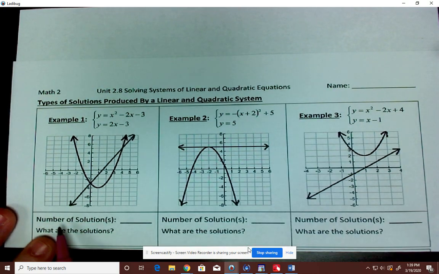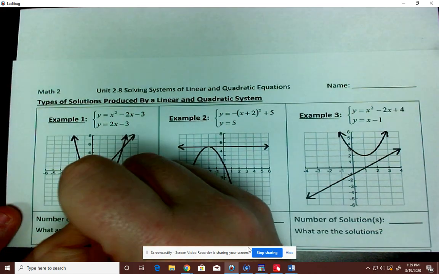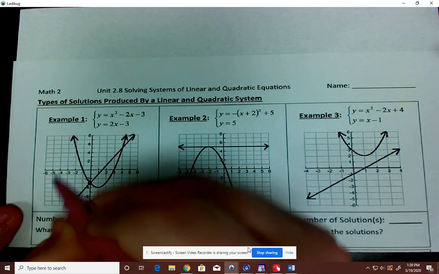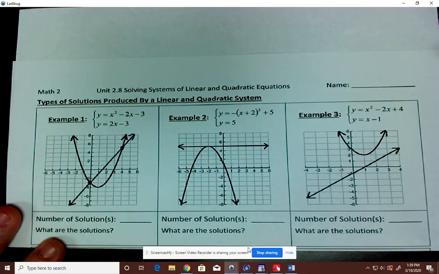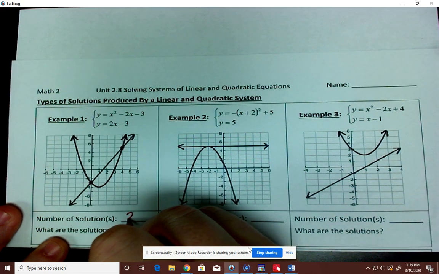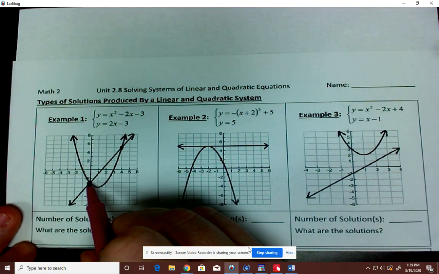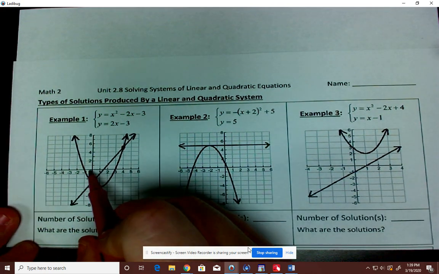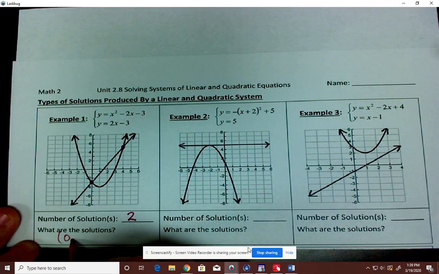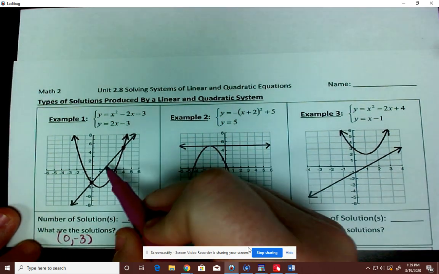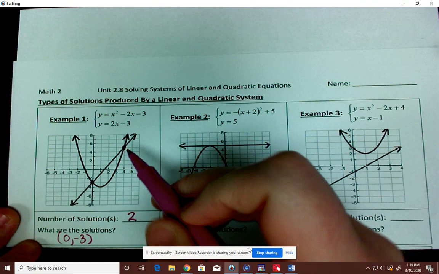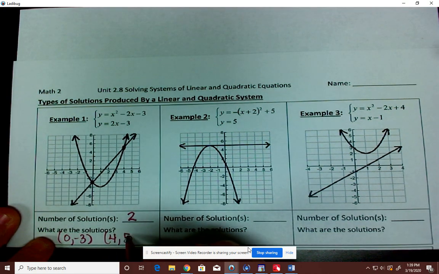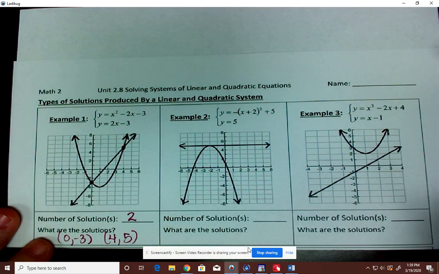All right, so first it says number of solutions. So here's one point where they intersect. Here's another point where they intersect. So they have two solutions. And then those solutions are the actual points. So 0, -3. And then 4, 5 would be my two solutions.